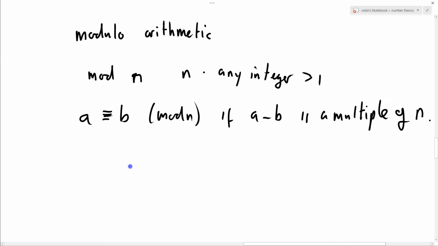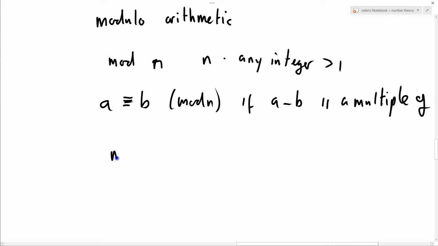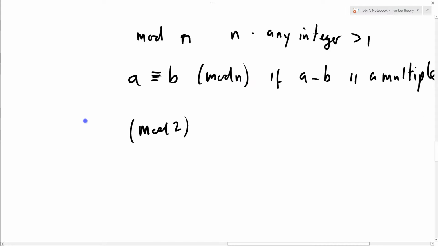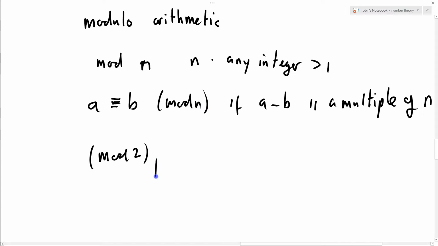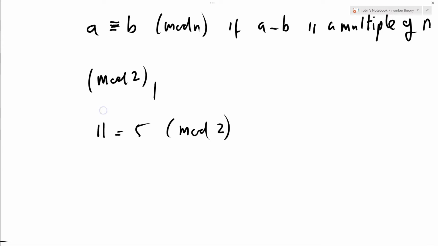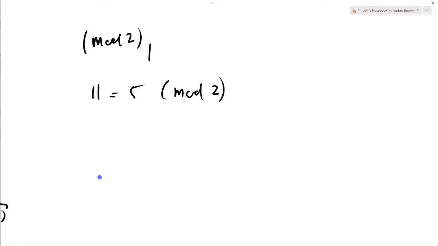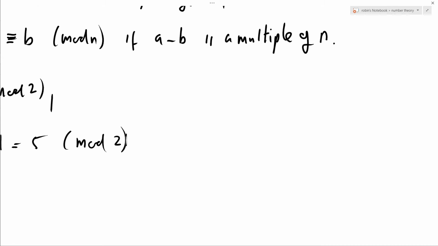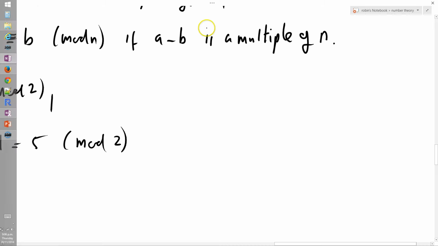So for example, if I'm going to consider modulo 2, here n equals 2, I might say that 11 equals 5 modulo 2, because 11 minus 5 is 6, which is even. It's a very rich idea. There's a very rich seam of mathematics here.